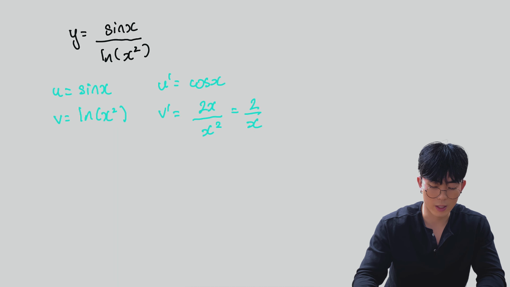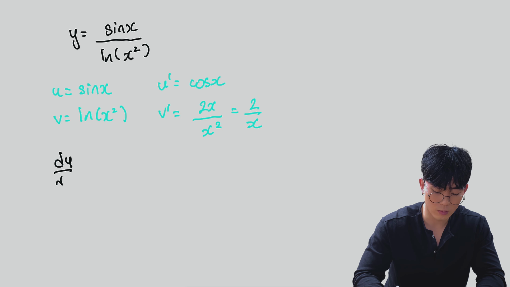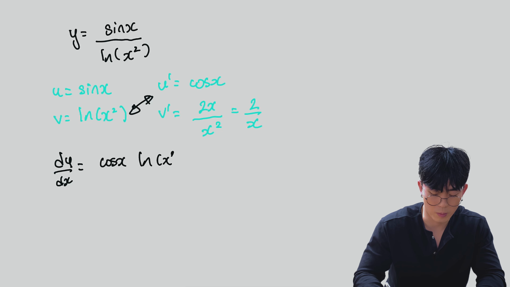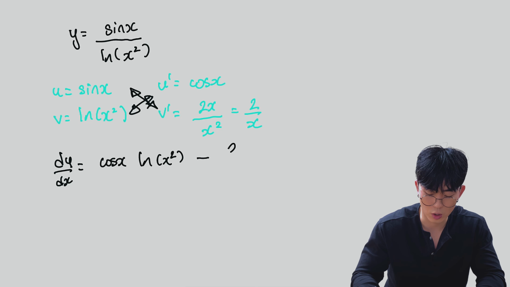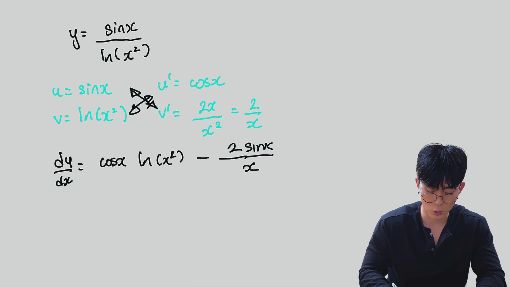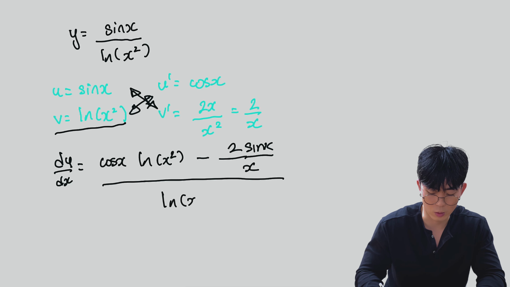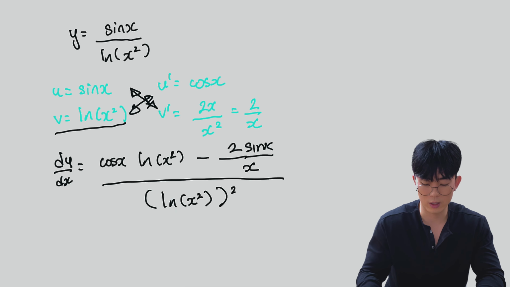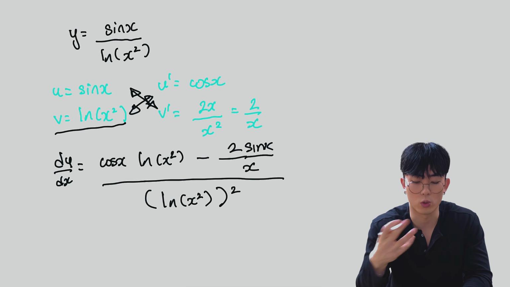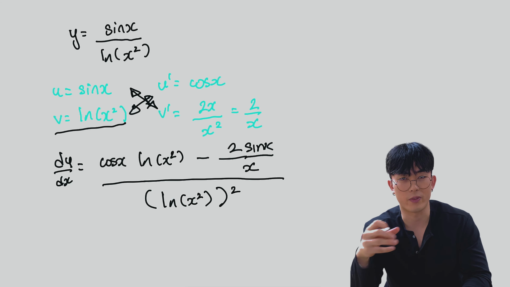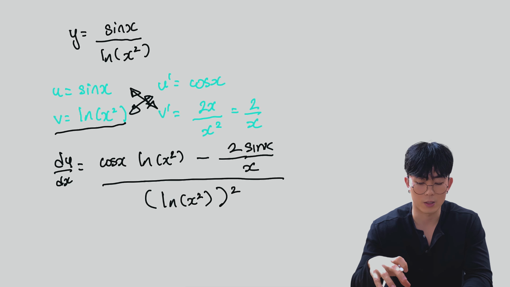Now, dy by dx is v times u prime first, so these two first, so it's going to be cos x ln x squared minus u times v prime. So it's going to be 2 sine x over x. And that's all over v squared. So v being this, so ln x squared all squared. Okay? So it's not ln x to the power 4, it's ln x squared all squared. And you can manipulate it and simplify a bit further, but I'm just going to leave it like this.